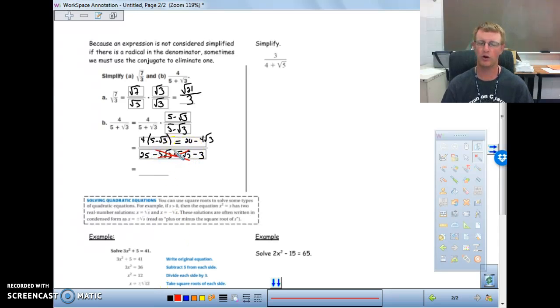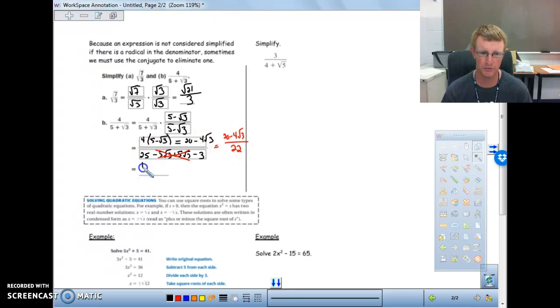And that's the whole point of multiplying by a conjugate, because they will always cancel out. So what we're left with here is 20 minus 4 root 3 over 25 minus 3, which is 22. And now the only thing left to do there is to reduce each one of these. We can divide everything by 2.